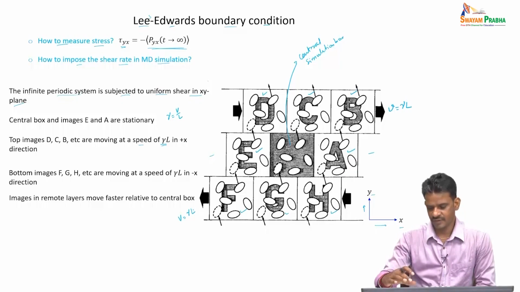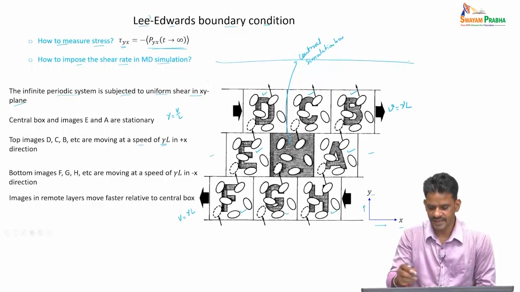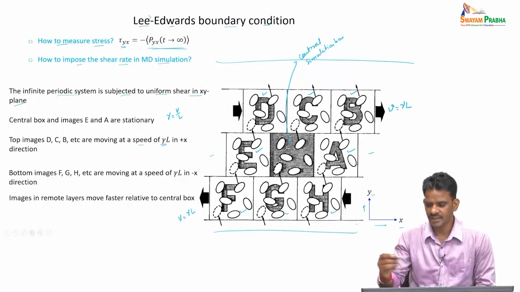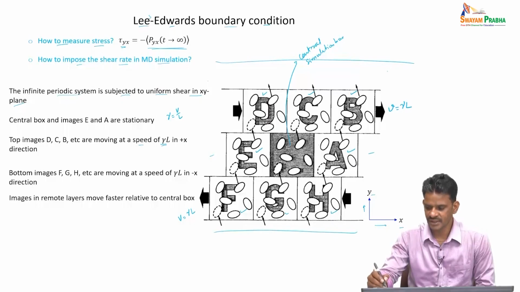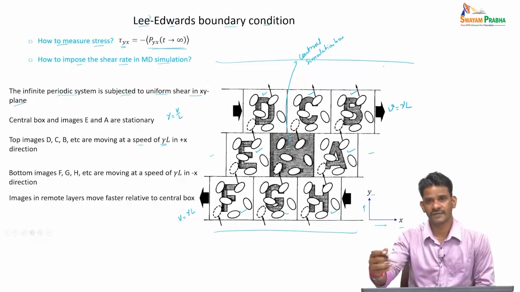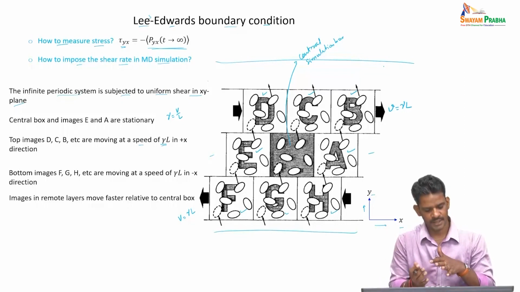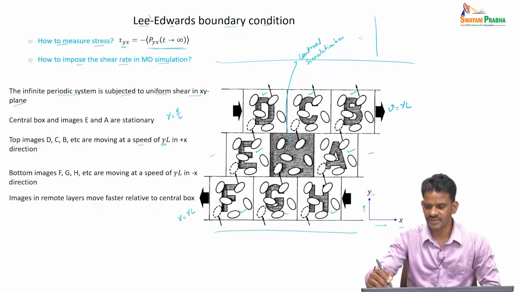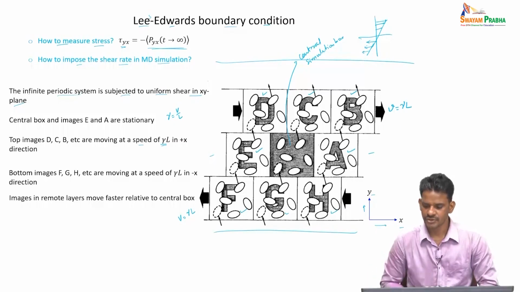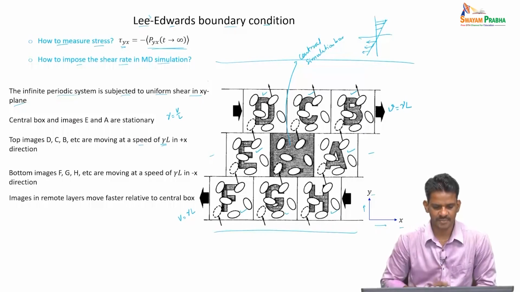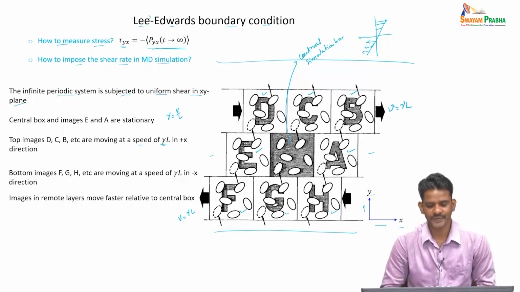And then of course, we are talking about the closest images, but if you look at the images on the second layer of the top and the second layer at the bottom, they would be moving at a much faster rate, because the farther they are, the faster they will be moving. So, by moving the images at the top and the bottom in opposite directions, we are basically trying to establish a velocity profile of this kind, right. So, that is the main feature of these Lees-Edwards boundary conditions.